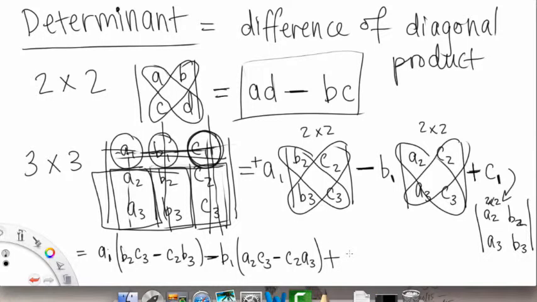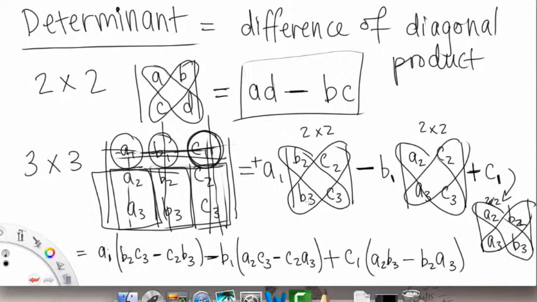Okay, and for our last term, we have plus C sub 1, and then the determinant of this little 2 by 2 is going to be A sub 2, B sub 3, minus, and finally, B sub 2, A sub 3. Okay, so it might look a little bit, or a lot, complicated here, but that's just because we have a bunch of variables representing numbers. It becomes easier with numbers actually, because it looks more tangible.